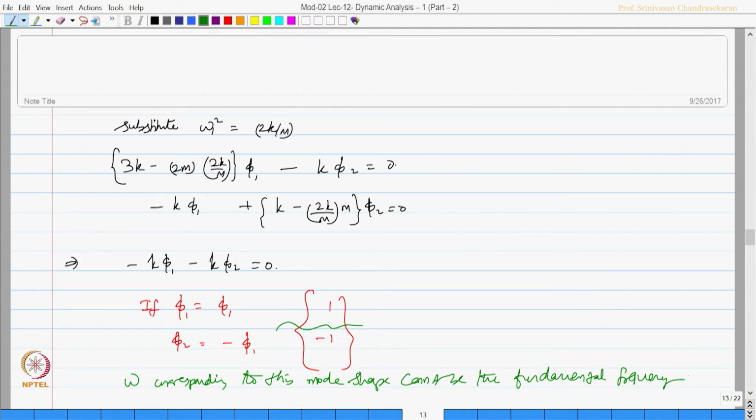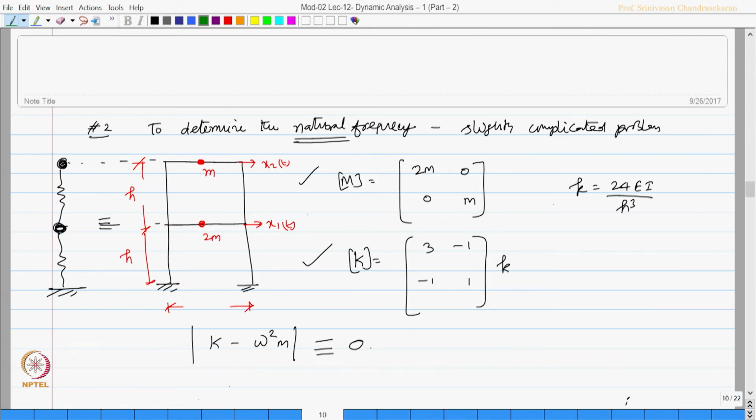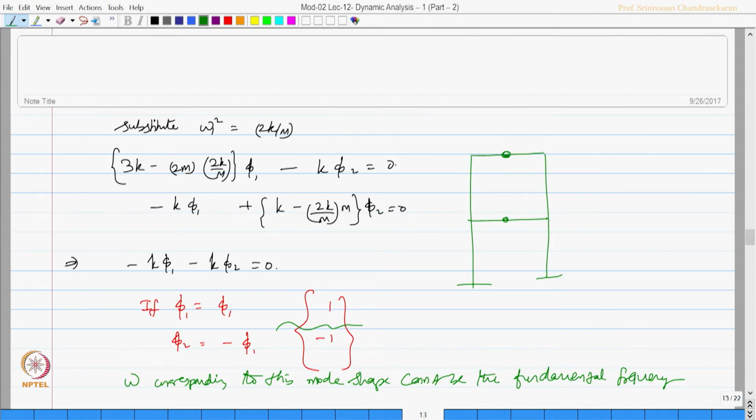What do you mean by 0 crossing? Let us try to plot this. I have a system of this type. Okay. You can see here from this figure, this is x 1 and x 2. Let us try to plot this. So, this is positive and this is negative, because this is 1, this is minus 1. So, when you join them, I get 1 0 crossing. Okay. Fundamental frequency cannot have any 0 crossing.